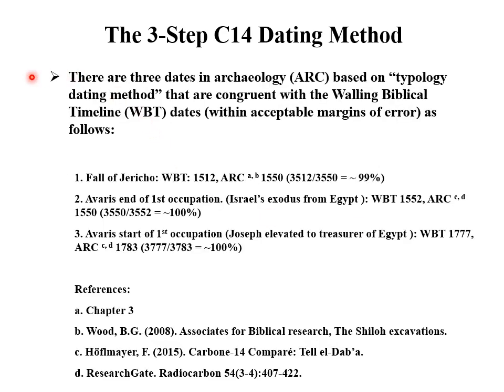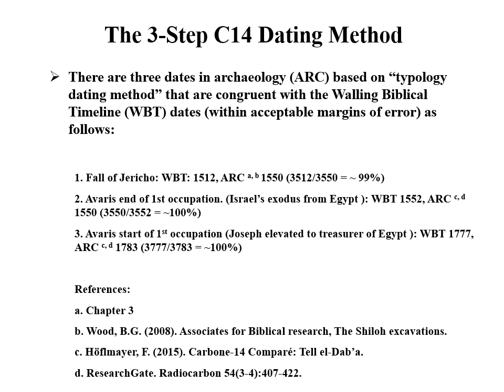There are 3 dates in archaeology based on typology dating method that are congruent with the Wallen biblical timeline dates within acceptable margins of error as follows. And we talked about this earlier. The fall of Jericho is the first, then the end of Avaris' first occupation, and the start of Avaris' first occupation, and how they're spot on, complementing one another, validating one another. And here's the references for all this. I got all this information, okay.